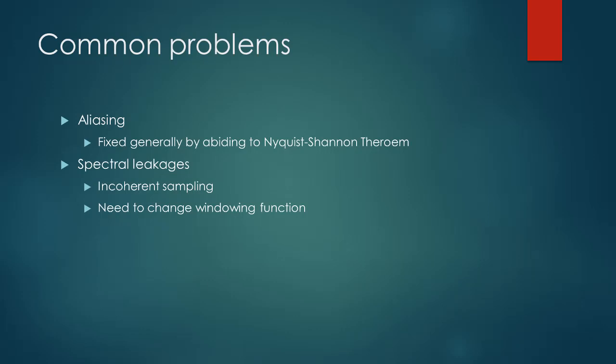This is generally fixed if you abide by the Nyquist theorem, where your sampling frequency should be at least 2 times the frequency of your reference signal or your signal model. The other problem, which is more likely to occur because of incoherent sampling, is known as spectral leakage.